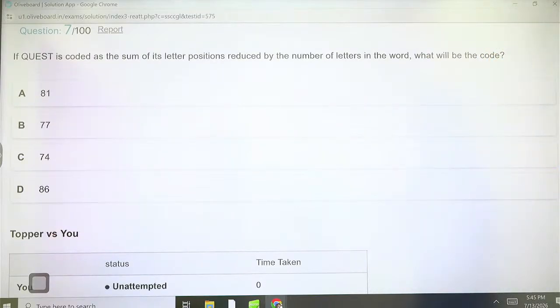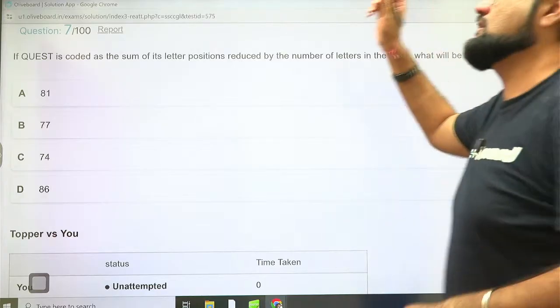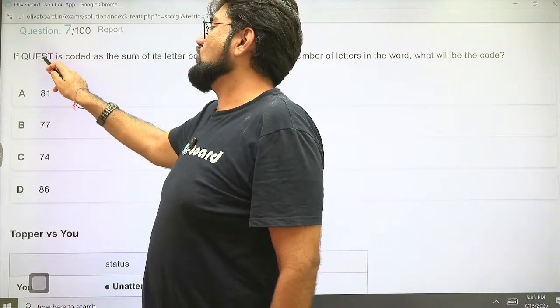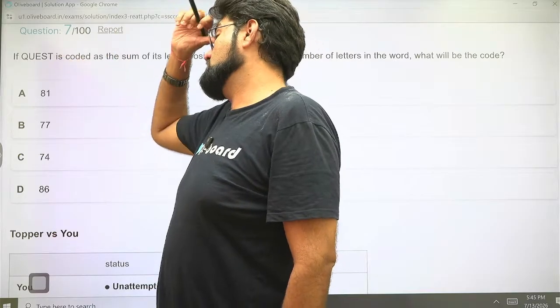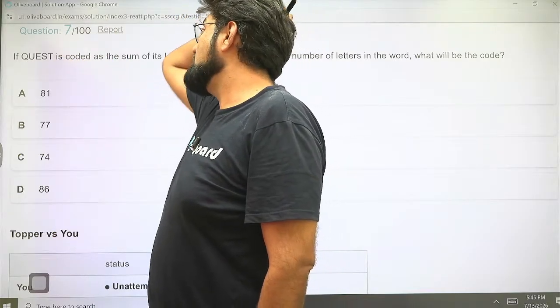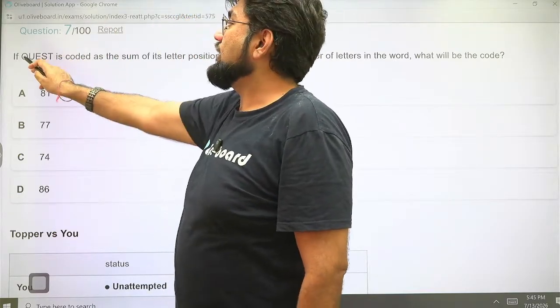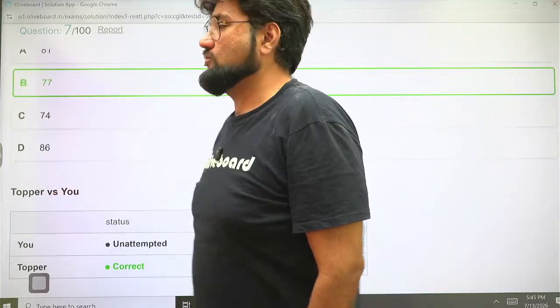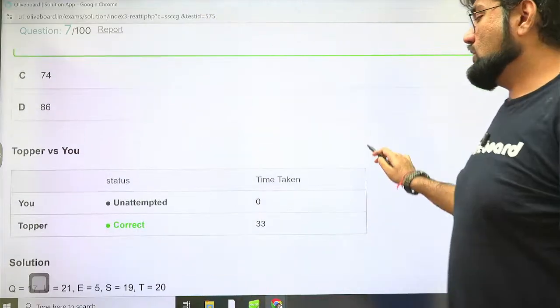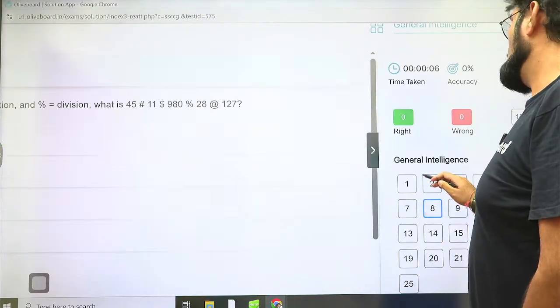If quest is coded as the sum of its letter positions reduced by the number of letters in the word, what will be the code? So this is 17 plus 21 is 38. 38 plus 5 is 43. 43 plus 39. So that is 82. And 82 minus 3 plus 2, 5 is 77. Option B. Verbally only we can do this. 33 seconds. Next.